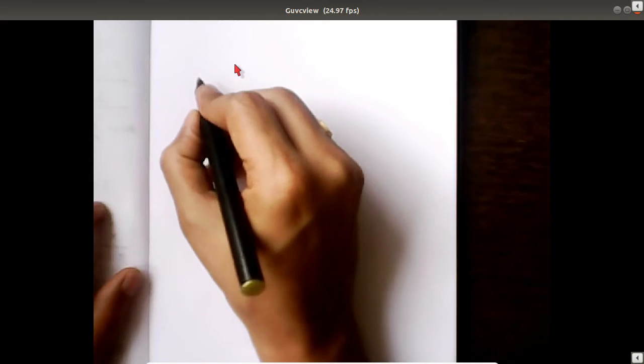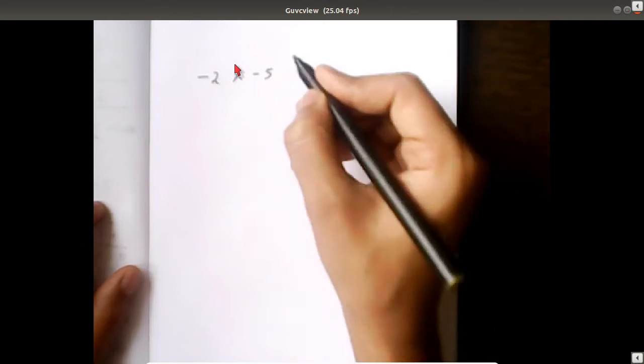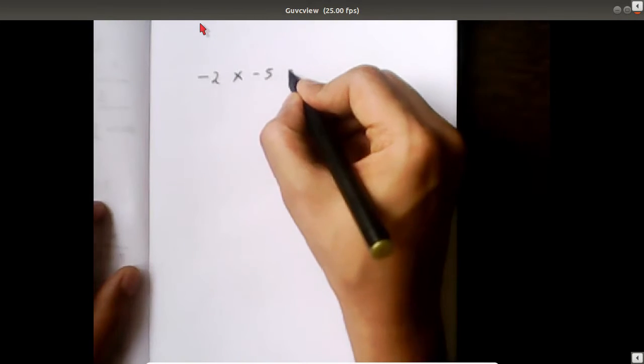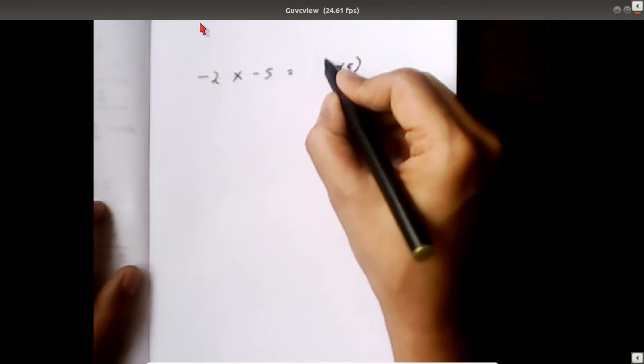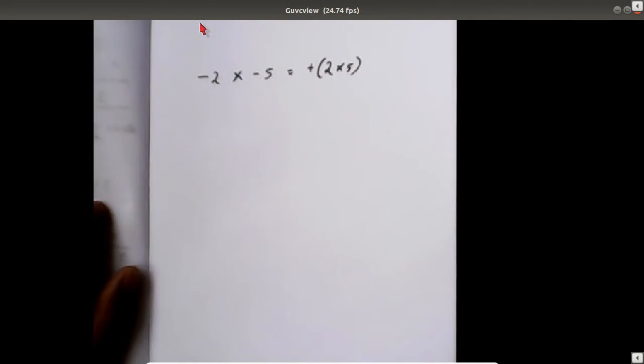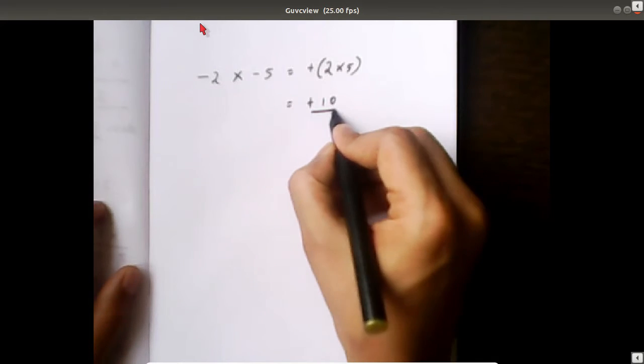Let us say you are multiplying minus 2 with minus 5. The result will be, first you multiply 2 into 5 and then you put a plus sign before it. So the answer is plus 10.